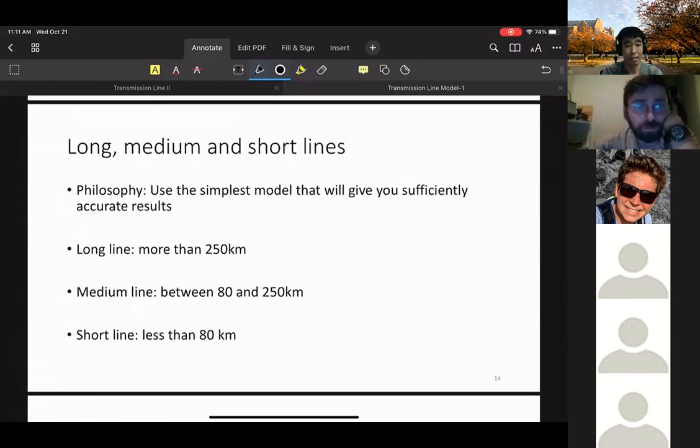The philosophy is we're really lazy, and anytime we can make the model simpler, we will. In power systems, you typically have three types of lines: long, medium, and short. We classify long as lines longer than 250 kilometers, medium as between 80 and 250, and short as under 80 kilometers. There are slightly different classifications depending on the exact distance, but normally there are three categories, and for different categories we can make the model simpler.